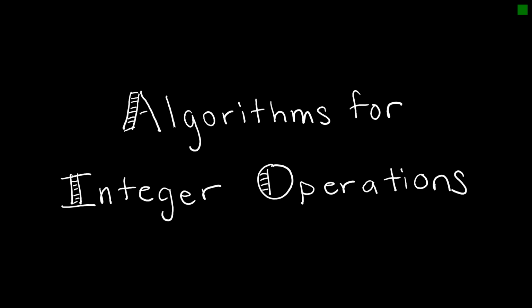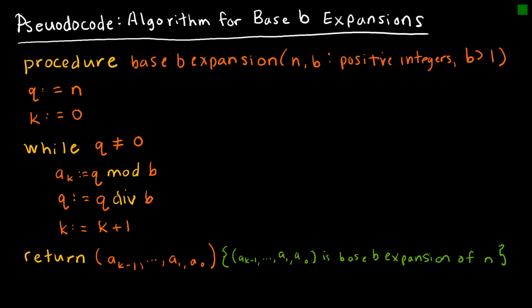In this video, I want to take a look at some algorithms that we will use for integer operations. So what I want to look at first is an algorithm for base B expansions, and this is an integer operation, so I've sort of misled you, but I wanted to go through the process that we have already gone through for a base B expansion, which we did in our previous video.